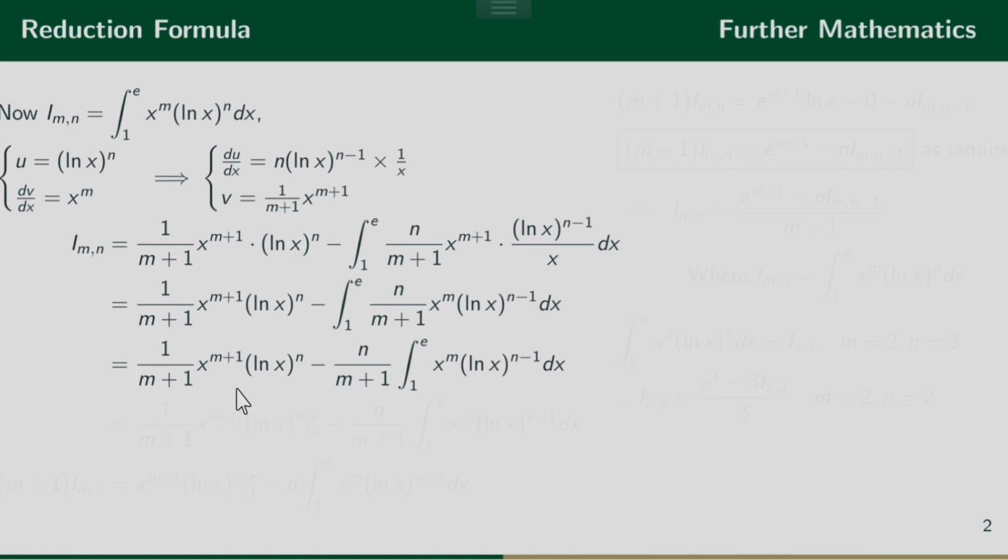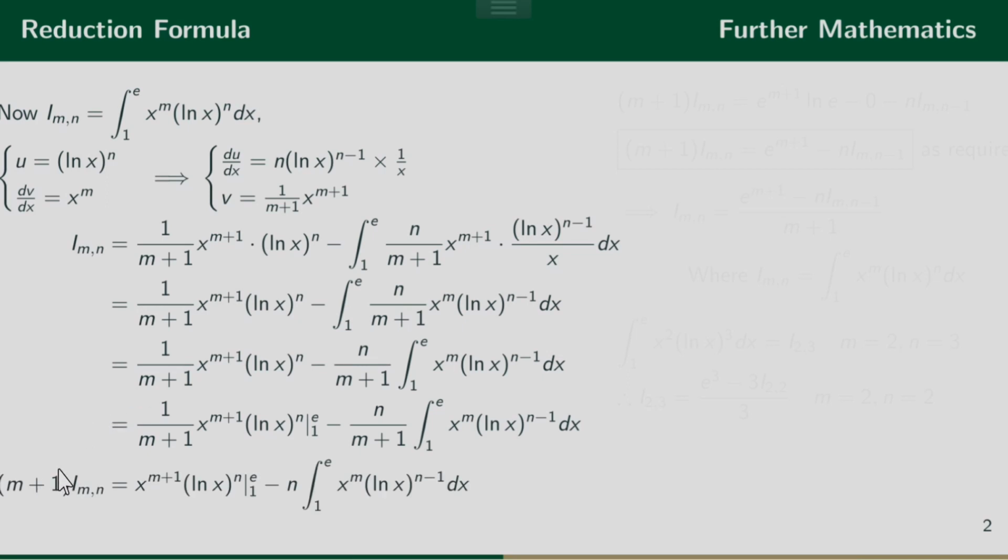Now, at this point, oh, I've forgotten the limit. So the limit here is from 1 to e. I have to plug the limit everywhere. Now notice that 1 divided by m plus 1 is common to these terms. So in order to eliminate or cancel out this denominator, I can multiply each term by m plus 1. Doing the multiplication, I get m plus 1 into I_{m,n} is equal to, m plus 1 cancels out from this first term and cancels out from the second term, and this is what I have.